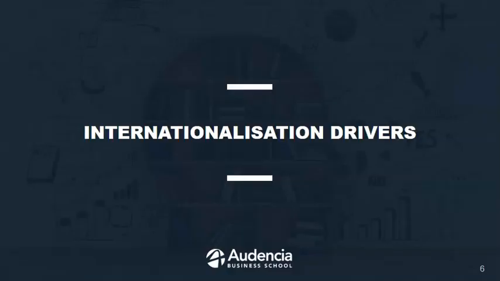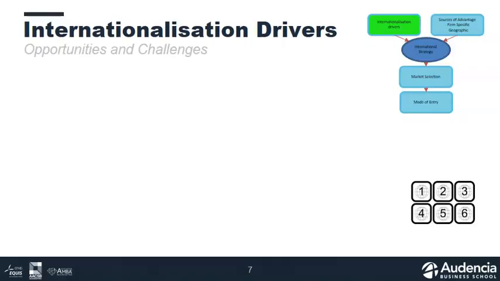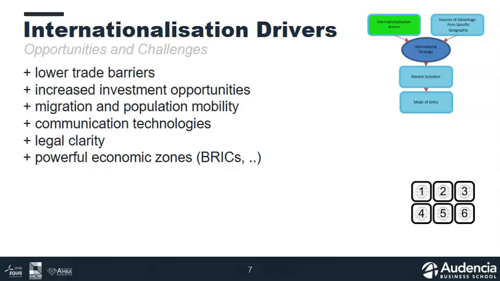So let's take a look at internationalization drivers to better understand what drives an organization to internationalize. So, what are the opportunities and challenges of internationalization? A lot of opportunities are out there. Today we see an economy where we have fewer and fewer trade barriers, so it's much easier to internationalize our activities. We have many more investment opportunities to internationalize. We have a population that's very mobile, so we have people moving around. We are becoming more and more global citizens, and these global citizens are looking for global products and similar products as they move around the world.